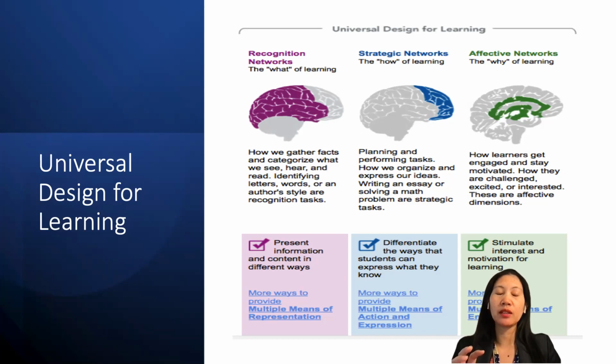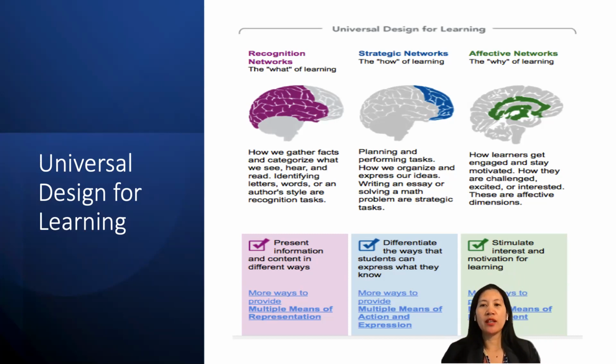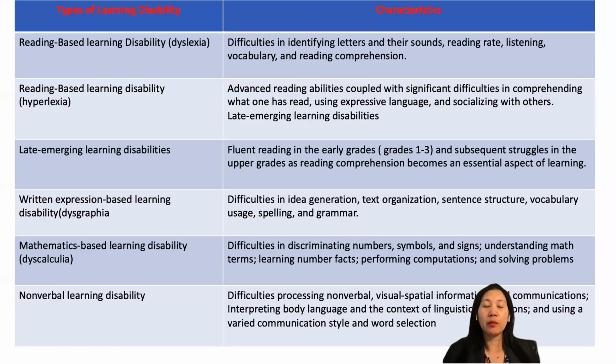So we need some class activities that really will motivate them to learn, and to actively learn. How they are challenged, so they are excited or interested. These are effective dimensions that we need to consider in terms of universal design for learning. So, stimulate interest and motivation for learning. And there are more ways, guys, about universal design for learning.